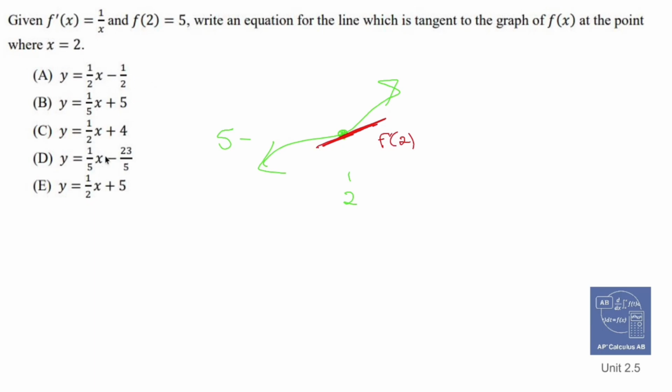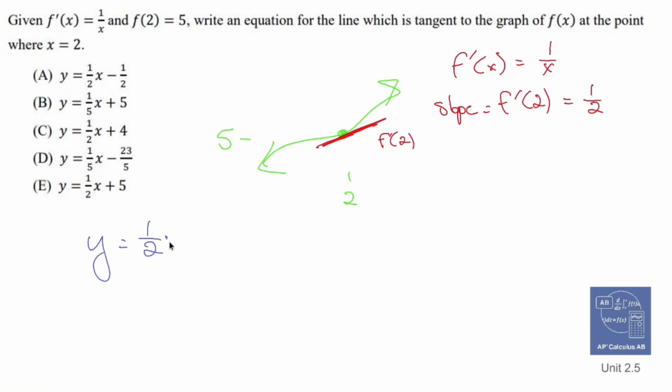They want me to write this out in slope-intercept form, so let's find the slope. Here's my derivative. F prime of x is my derivative, and it's 1 over x. So my slope is going to be f prime of 2, which is going to be 1 over 2. So what I have so far is y equals 1/2 x plus b. I don't have my y-intercept. Oh, but you know what I have here? I have the fact that if I plug in 2, I get 5.